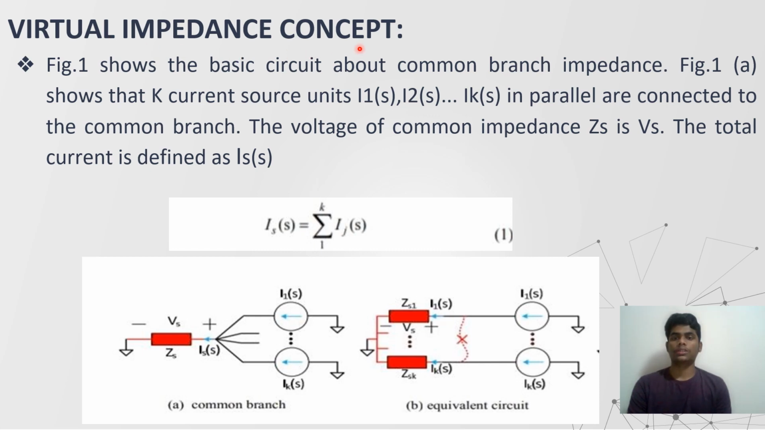Virtual impedance concept. Figure 1 shows the basic circuit of common branch impedance. Figure 1a shows that K current source units I1, I2, up to Ik, in parallel, are connected to the common branch. The voltage of common impedance Zs is Vs. The total current is defined as Is, where Is equals the sum of Ij. Figure 1a is the common branch, and figure 1b shows the equivalent circuit.